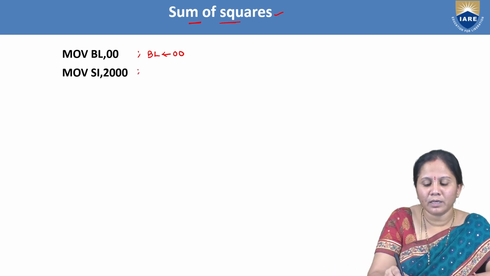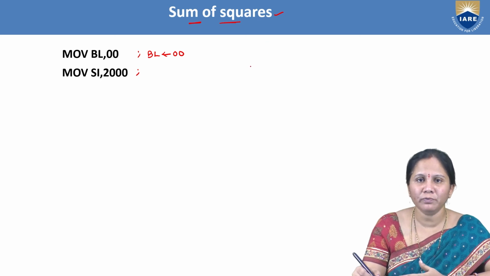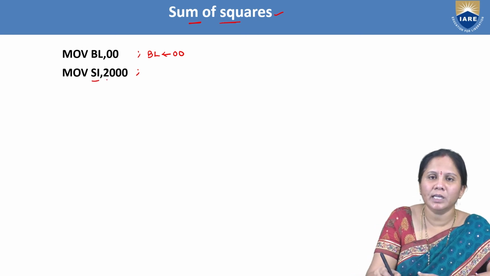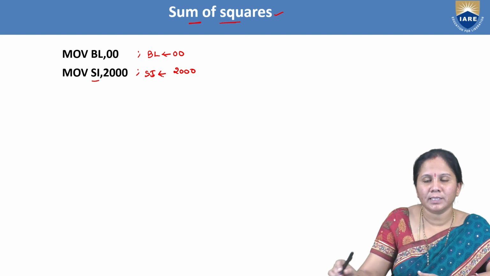And MOV SI, 2000. Here also, sum of squares means we are taking some set of inputs. Since you are taking more number of inputs, you have to use the memory location. So you have to go for using the index registers. So the value 2000 will be moved into the SI register.